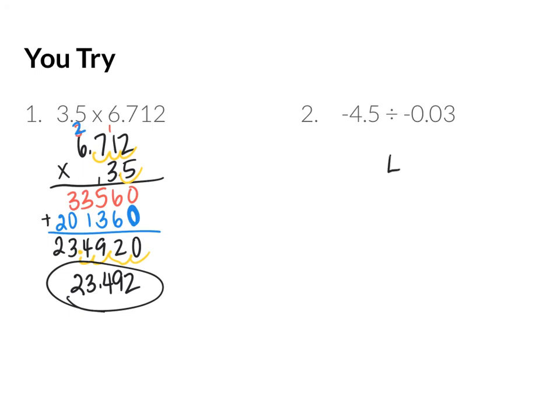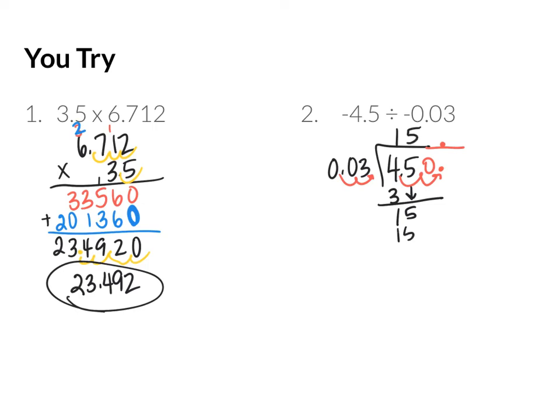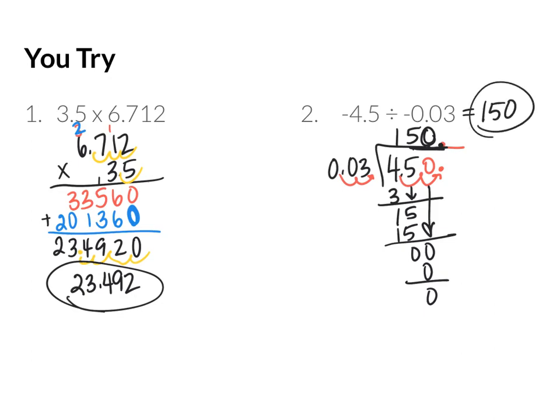For number 2, my first number goes on the inside and my second number on the outside. My decimal moves twice, so multiplied by 100. And I bring it up. 3 goes into 4 once, and 3 goes into 15 5 times. Now, just because you get 0 doesn't mean we're quite done, because we still have an empty spot between the 5 and the decimal. 3 goes into 0, 0 times, and now that we've hit that decimal, we can be done. So a negative 4.5 divided by negative 3/100ths gives me 150 for my final answer.